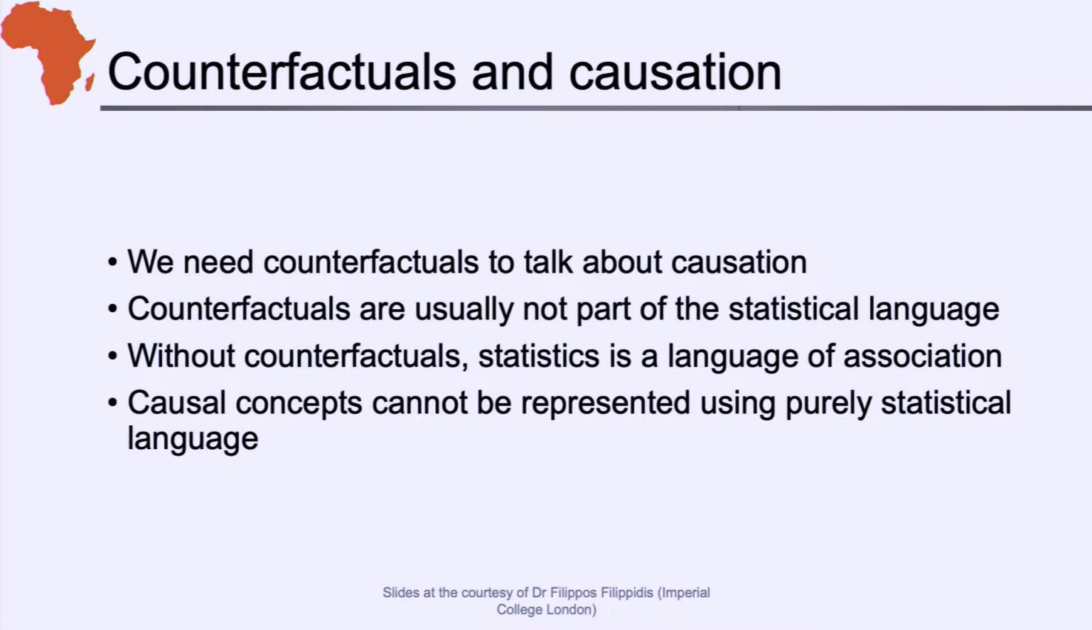To talk about causation, we need to talk about counterfactuals. We always have to have something to compare to, basically. But they are not necessarily part of the statistical language. Whereas in statistics, we use the language of association, and you might be more familiar with that, having a background in statistics. But causal concepts cannot be represented using purely statistical language.